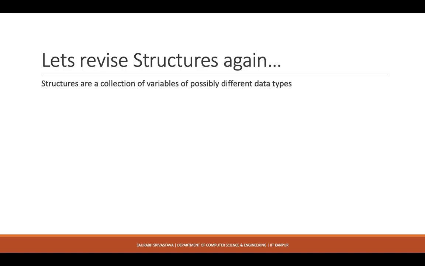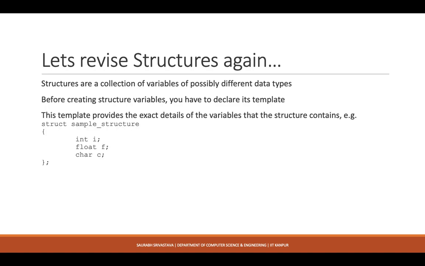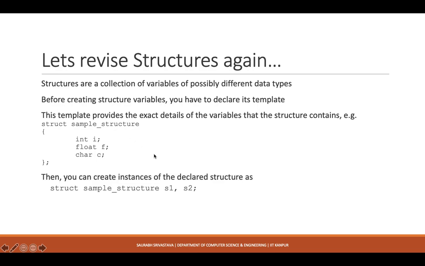Structures are essentially a collection of variables, and they can possibly be of different data types. This is the difference between structures and arrays. Before creating any structure variables, you have to declare a template, basically exactly how the structure looks. This template provides the details of all the variables that are going to be there in a particular structure variable of this type. So for instance, if I want an integer, a float, and a character inside a structure, this is the way I declare the template.